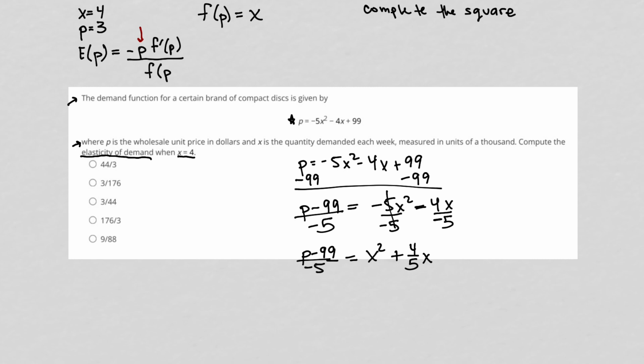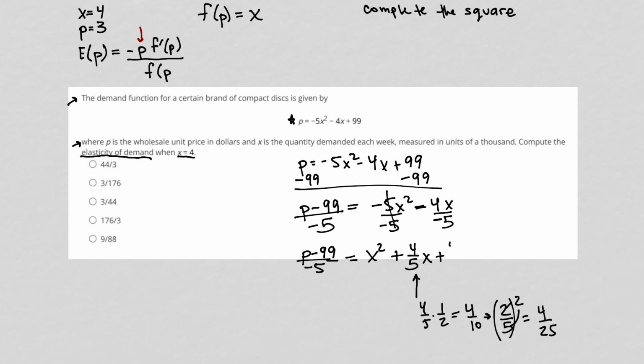The next thing I'm going to do is take half of this term, right? So it'd be 4/5 times 1/2, which is 4/10. 4/10, however, reduces to 2/5. Right, so I'm going to just reduce it. And then, after taking half of that middle term, I'm going to square it. So 2/5 to the second power, which is going to be 4/25. Because 2 squared is 4, and 5 squared is 25. And then I'm going to add that number to the right here.